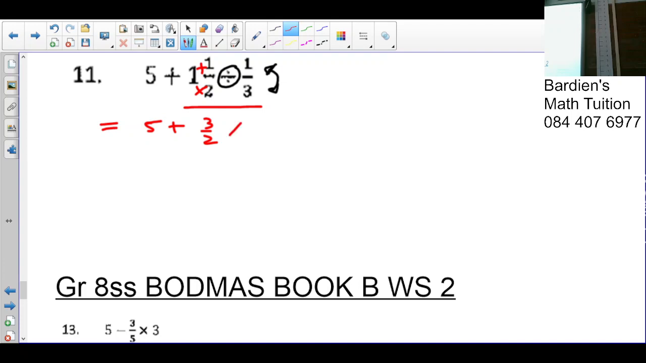So if we're swapping that around, it becomes multiplication, 3 over 1. Right, so this becomes 5 plus.